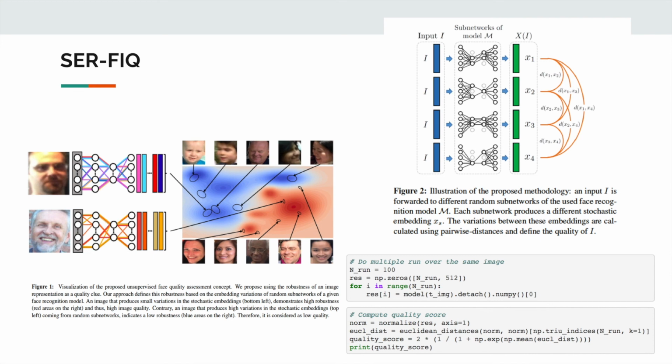Number of runs equals 100. Stochastic embeddings are generated from the model using stochastic forward passes with different dropout patterns. Each of these subnetworks generates different embeddings. The variations between these embeddings are calculated using pairwise distances and define the quality of the image. It uses the same face recognition or person identification model for the quality assessment task if the model contains dropout. However, this method doesn't work for my case either.